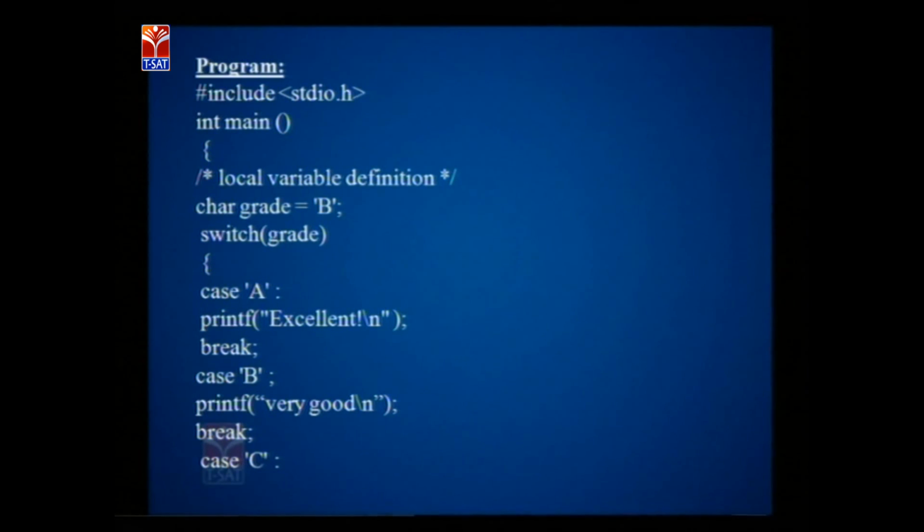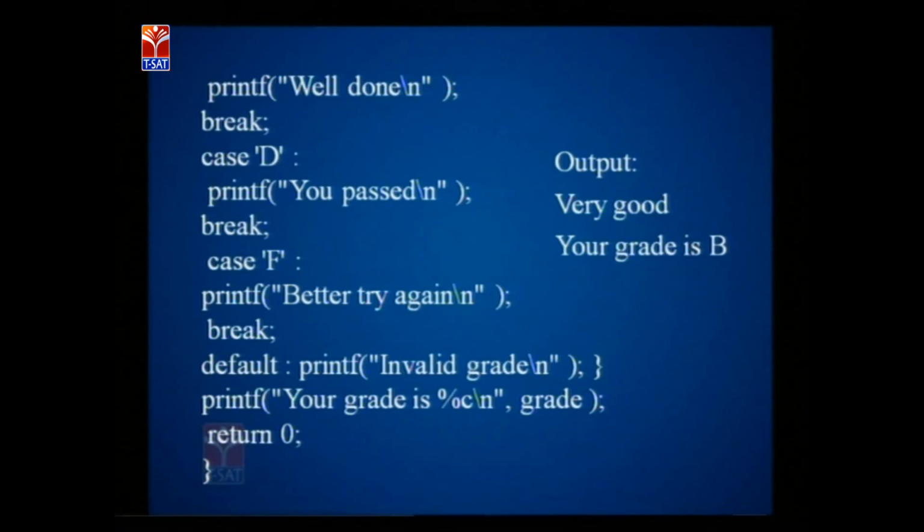Under case A, "Excellent" is the word which has been given to us. If the condition is true for case A, then it will print the message as excellent. And under case B, we have given "Very good", and if that is deemed to be true, it will be printed. Under case C, we have given "Well done", and if that matches, then this will be executed. Under D, "You passed" is the word which has been given to us. If that matches, then it becomes true.